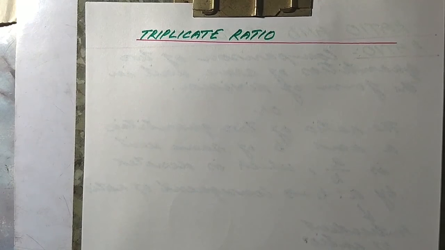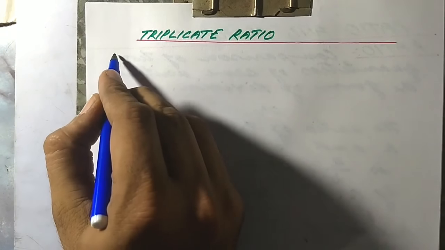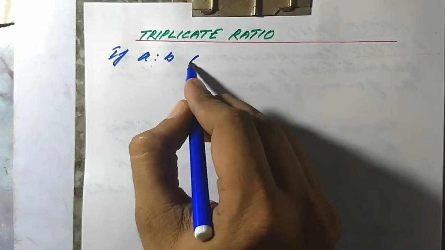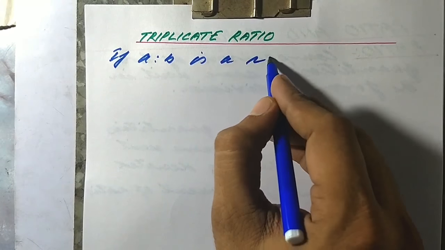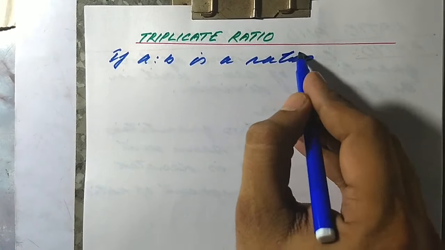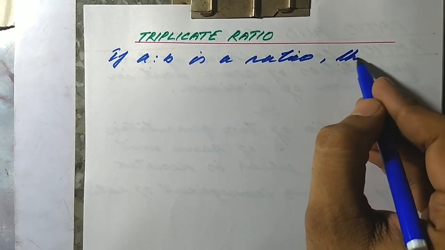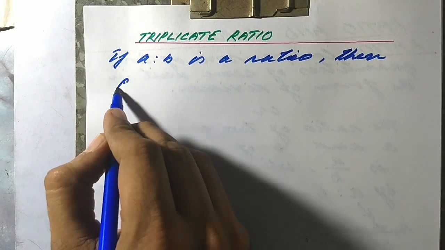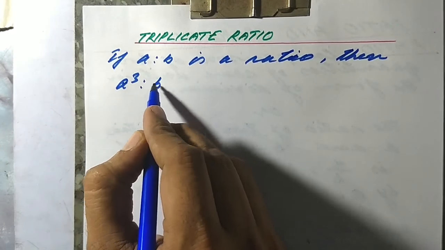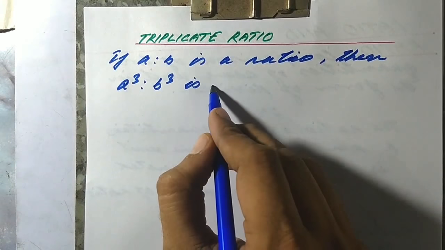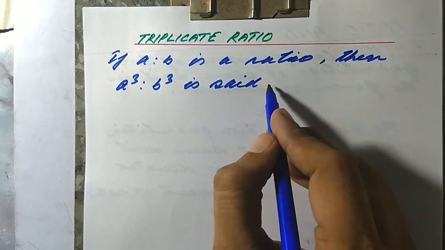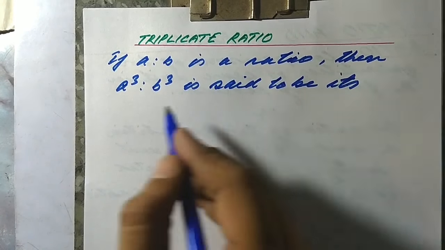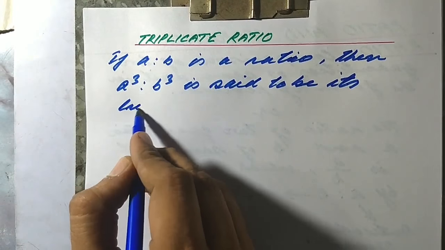Now let us talk about triplicate ratio. If A is to B is a ratio, then A cube is to B cube is said to be its triplicate ratio.